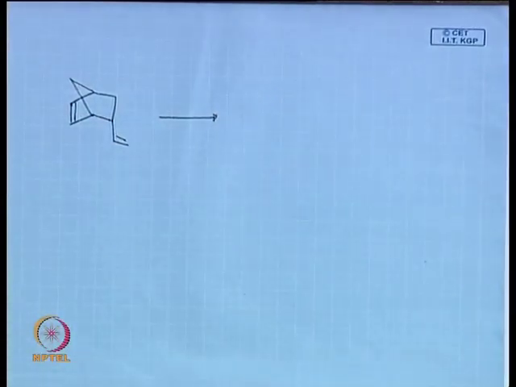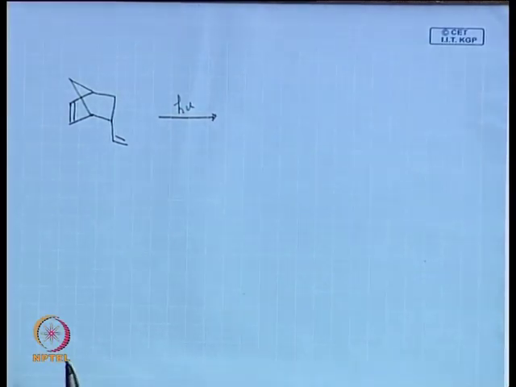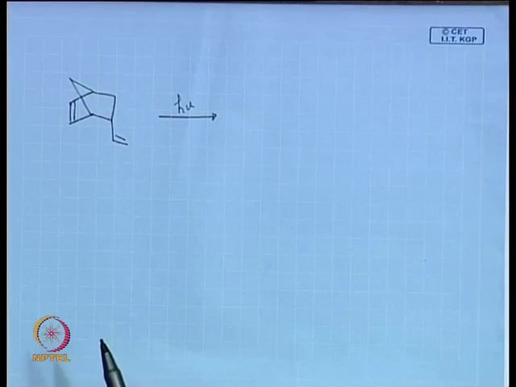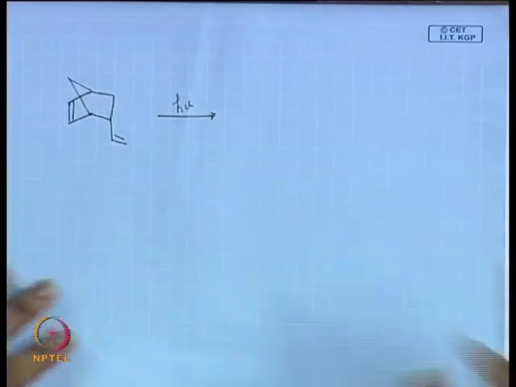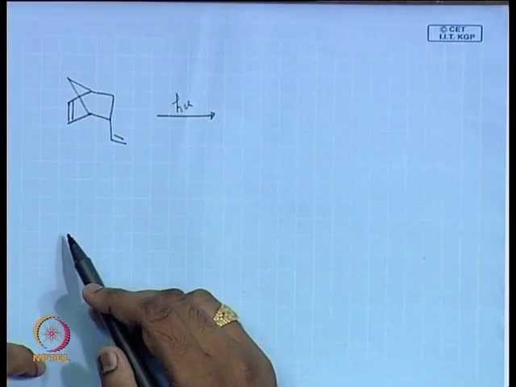What happens in this? I'm directly photolyzing. What will be your first step? The first step should be? See, it does not have a position to make a 2 plus 2, that is what I am saying. That double bond is away from it. So, your first step should be that it undergoes a cis-trans isomerization.